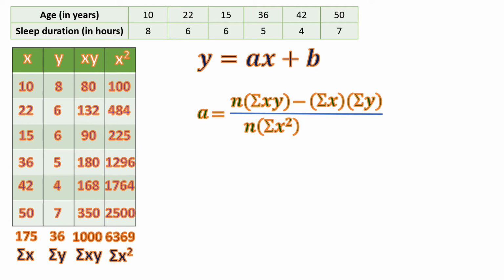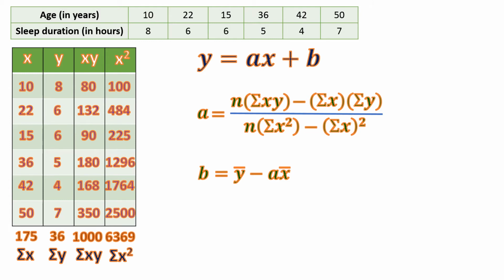And n times the sum of x squared minus the square of the sum of x. And that's it. Then also to find the b, the formula for b is the mean of y minus the product of a and the mean of x.